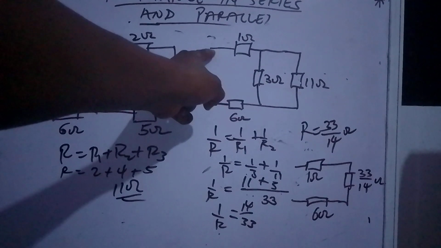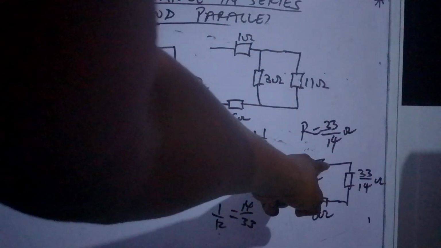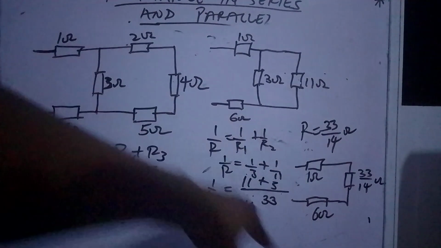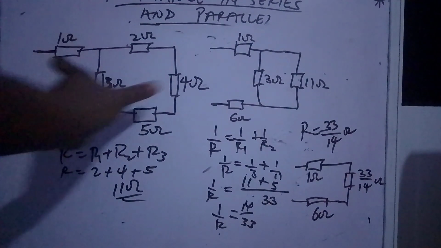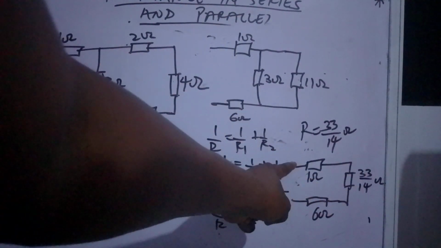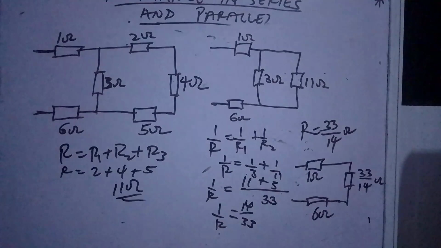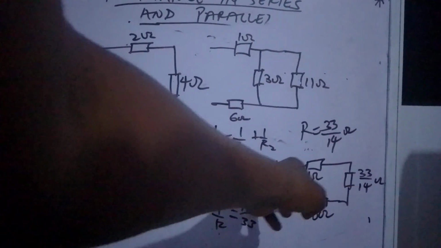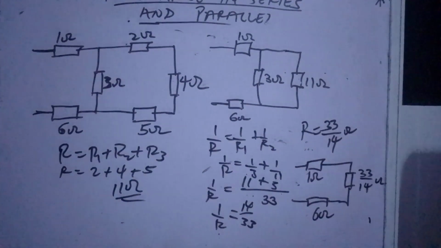So let's look at this again. This is our 1 ohm, this is our 1 ohm, these two have been combined into this, and then we have our 6 here. So initially we started from here, we broke it down, and now we are here. Finally we discover that we have a series connection. If you look at the current flow, we have a series connection. So finally, how do we find our total resistance here? We say R equals R1 plus R2 plus R3.